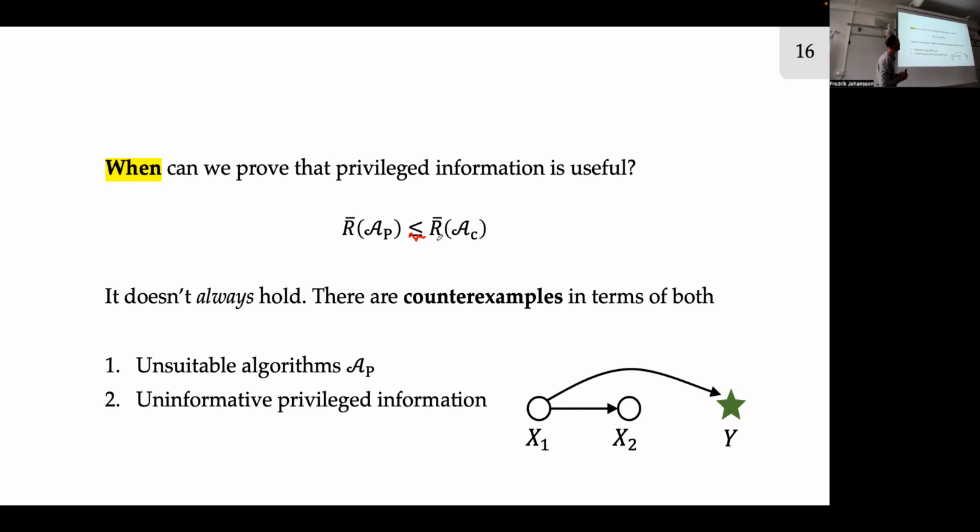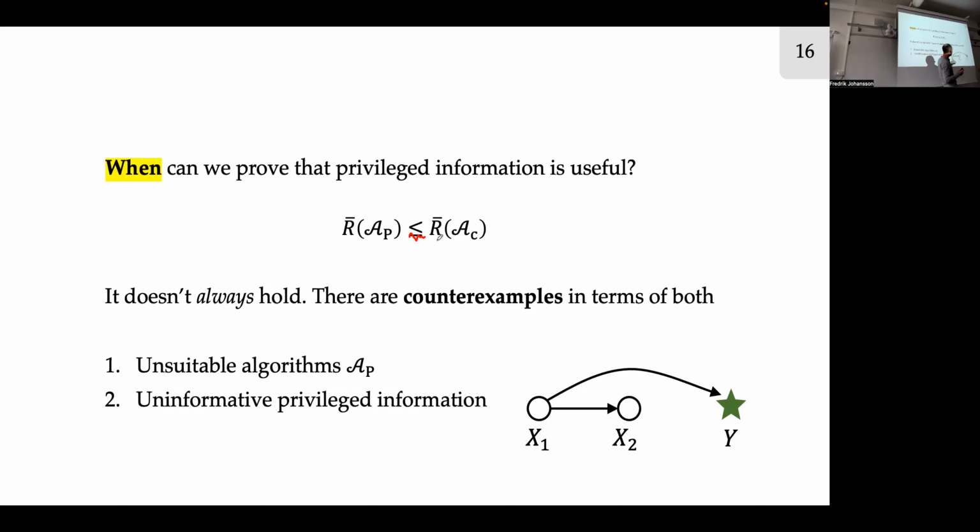There we go. So this is not always going to hold. There are counter examples to this that you can think about. First, we could pick unsuitable algorithms. You can have a very stupid privileged learner and a very good classical learner. So we can't be agnostic to which algorithm is used. But we also can't be agnostic to what process we're studying, right? There might be privileged information which is uninformative by definition. So where we have this kind of situation, you ask, how are things related?